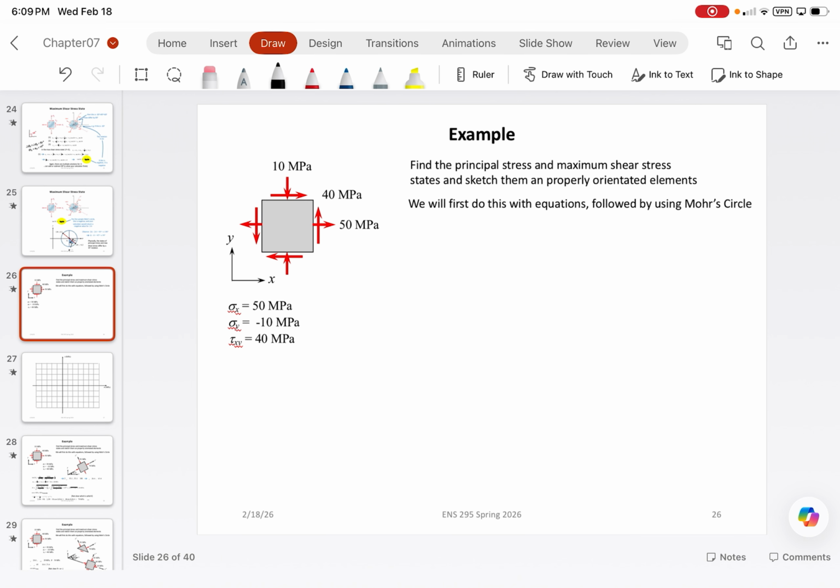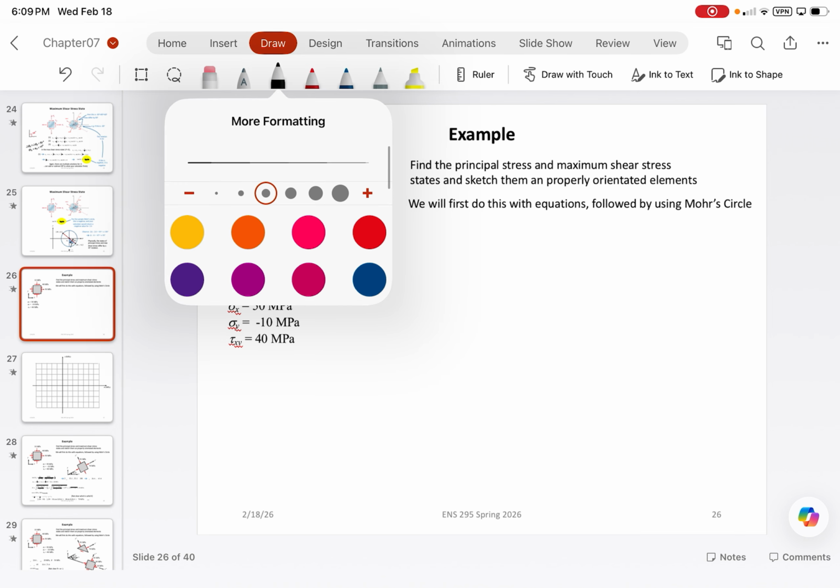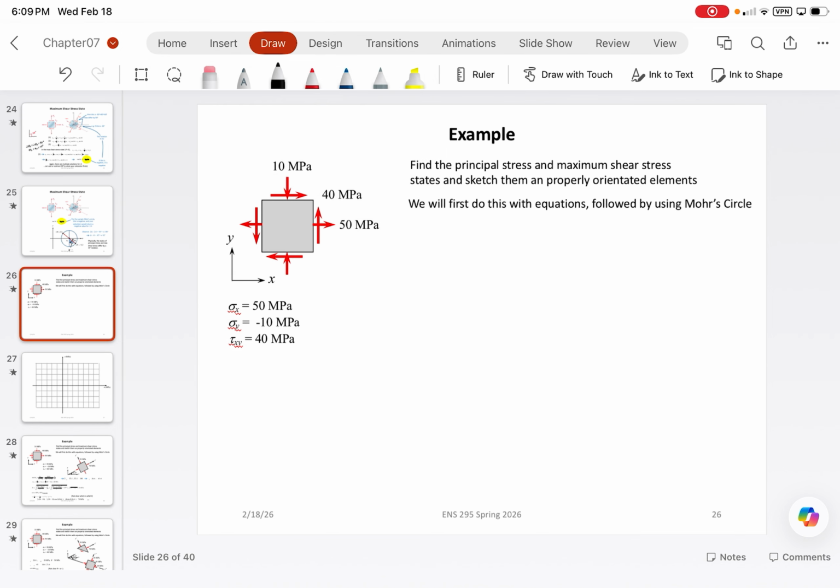All right, let's go over it before time runs out. So we will first do this with equations. Not going to even be bothered with doing that. It's just plug and chug. I just want to draw the Mohr circle just so that you guys have it, and then I'll clean up the slides so that you guys have the derivations.